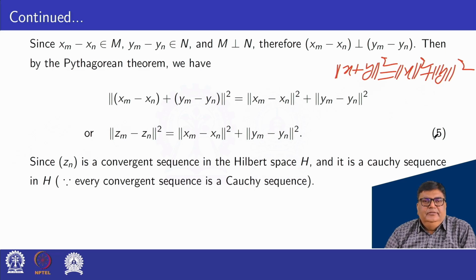Equation 5. Since Zn is a convergent sequence in Hilbert space H, it is a Cauchy sequence in H, because every convergent sequence is a Cauchy sequence. So we have Zn is a Cauchy sequence.